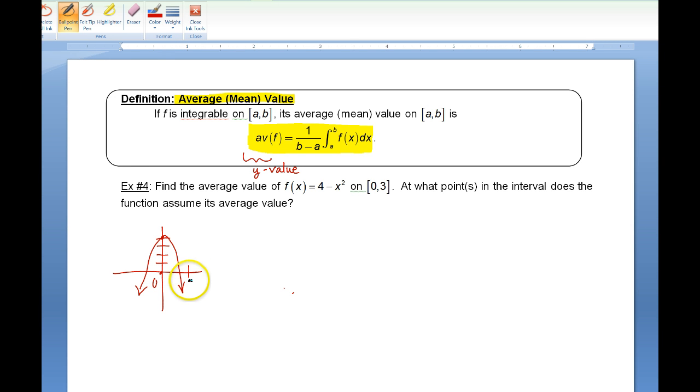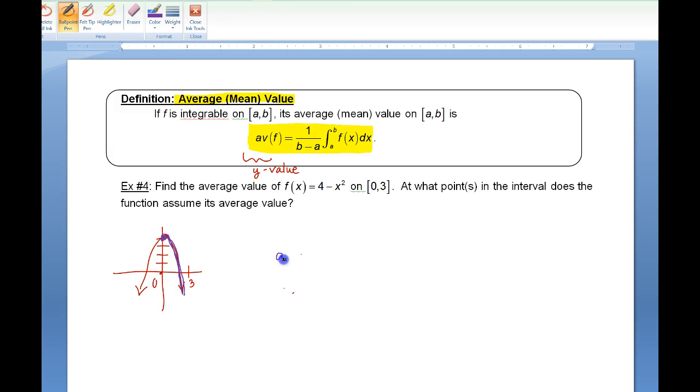Okay, so something like, here's 3. So we're looking at, here our function goes from 0 to 3. What is the average y value over that time interval? Okay, so how are we going to find that? Well, we're going to find the integral, the area under the curve, and then we're going to divide by the interval length, and that will give us our average y value.